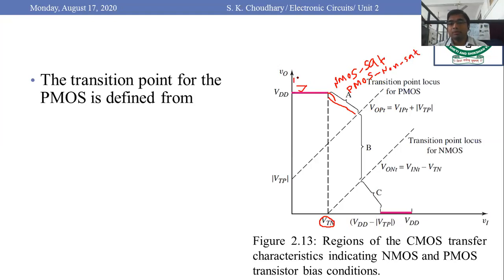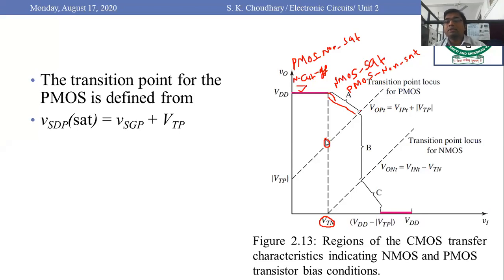Here NMOS is in cutoff. You can write on your diagram. And here, NMOS in cutoff means PMOS is, you can say, in non-saturation. Now you can see this is the transition point in this curve. This is the transition point for the NMOS as well as the PMOS.